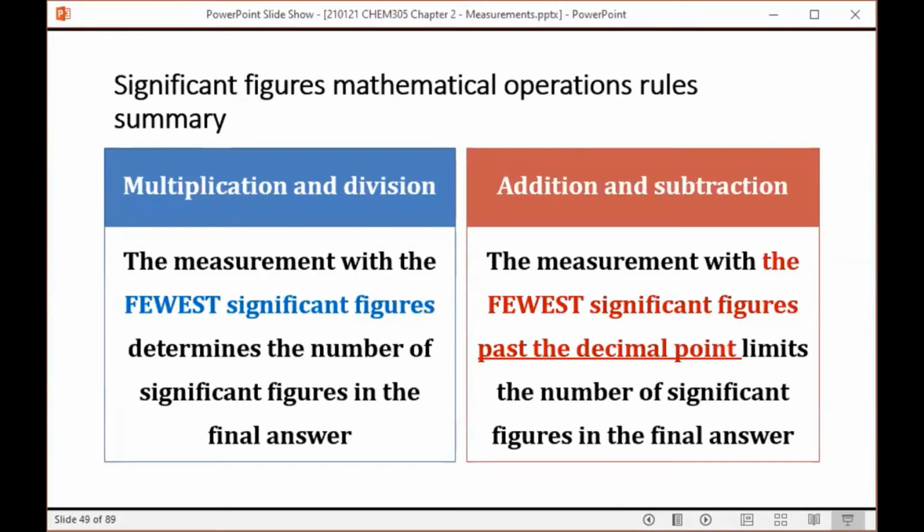So again, to summarize the mathematical operation rules for sig figs: in multiplication and division, you count up the total number of sig figs. The measurement with the fewest sig figs is going to determine the number of sig figs in the final answer. In addition and subtraction, the measurement with the fewest significant figures past the decimal point, meaning the measurement that was the least precise, is going to limit the number of significant figures in the final answer.